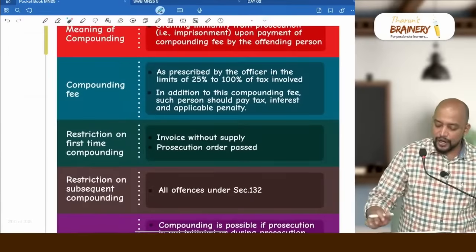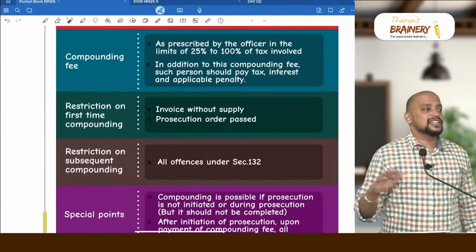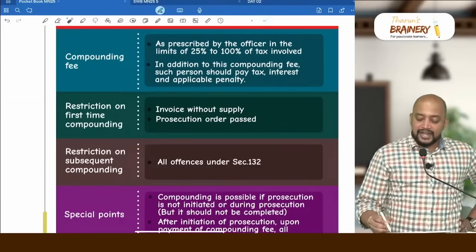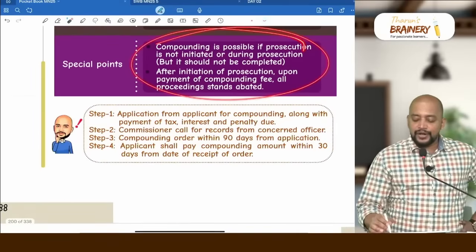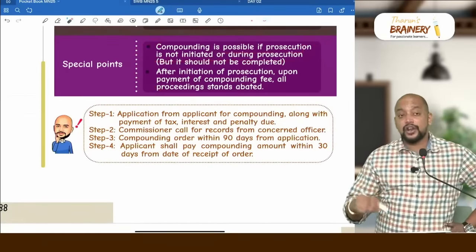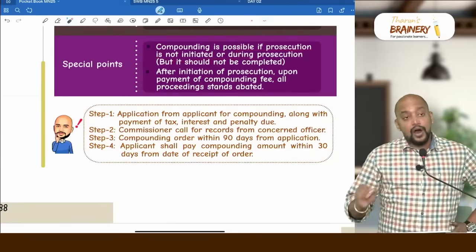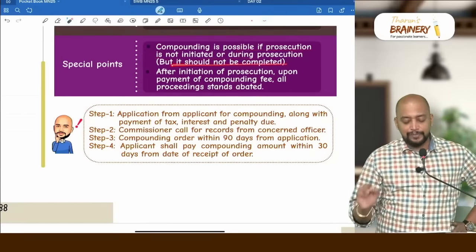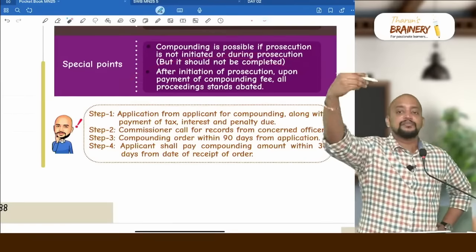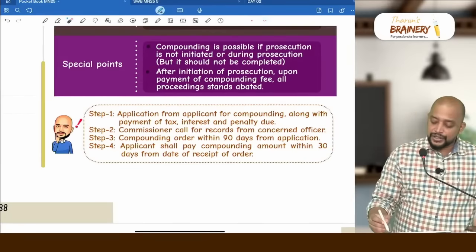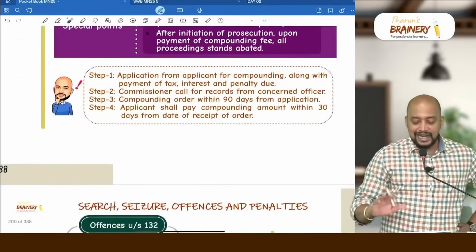This is the specific compounding fee. Whether this compounding fee alone is payable, or in addition the tax, interest and penalty are also payable: everything. So tax, interest, penalty are also payable. Next special point: compounding is possible if prosecution is not initiated, or during prosecution, but it should not be completed. Prosecution means imprisonment proceedings in the court. Even after initiation of that, upon payment of compounding fee, all proceedings shall stand abated.